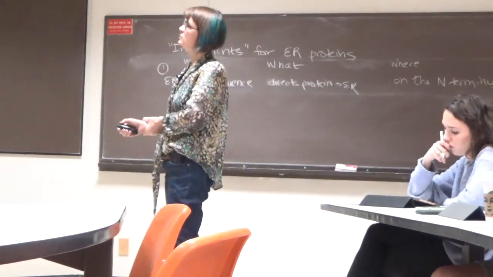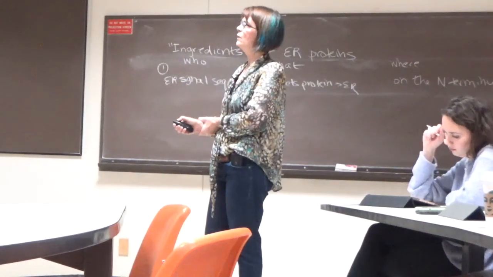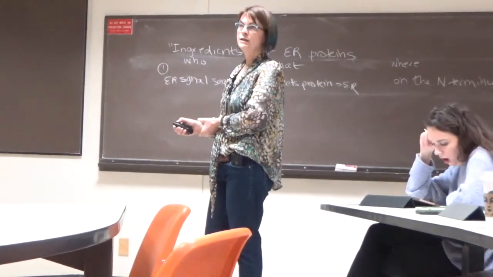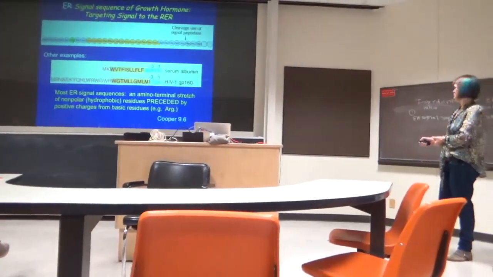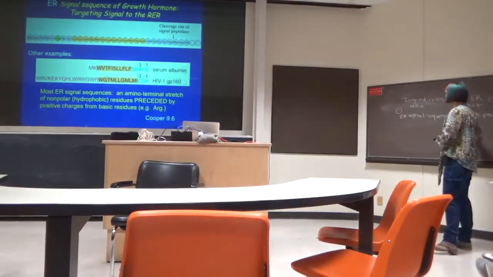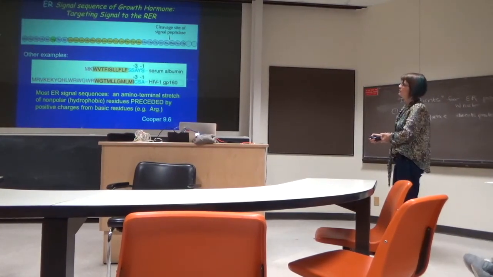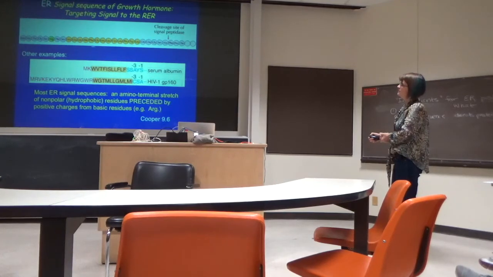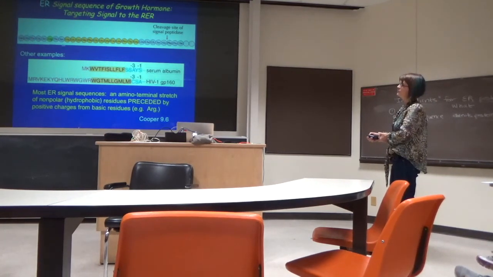Let's look more closely at that. Here's the ER signal sequence for growth hormone. This is a protein that is synthesized into the rough endoplasmic reticulum. So it's the targeting signal to go to the ER right here. Here's the initiation methionine. Here's 10 or 15 or so hydrophobic amino acids. You can see there's a little charged one right here. That's important. The positive charges tend to be toward the amino terminus.